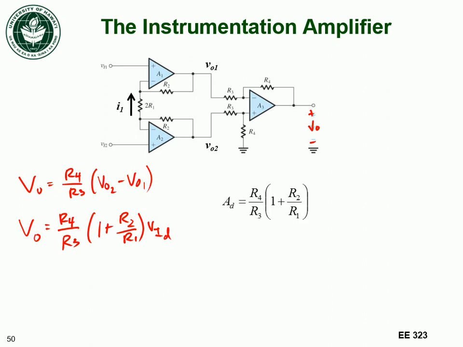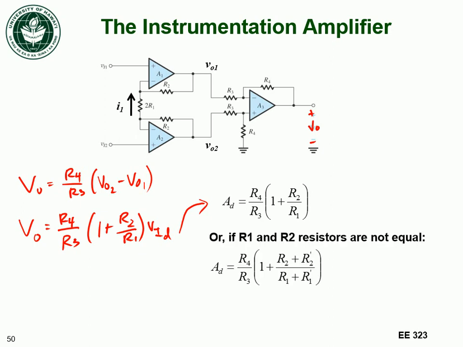So if I want to get differential gain from this equation, I can just move VID over to the left-hand side. And then finally, if I make one more adjustment to this equation, R1 and R2 here don't have to be equal to one another. So this R2 can be R2 prime, and this 2R1 could be split into one resistor R1 and one resistor R1 prime.